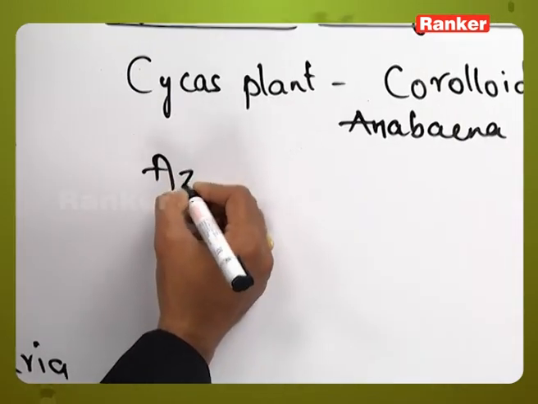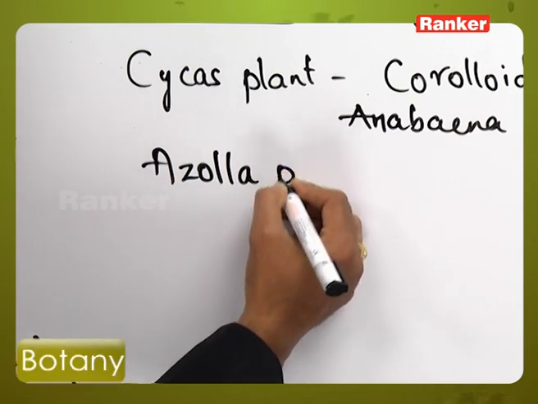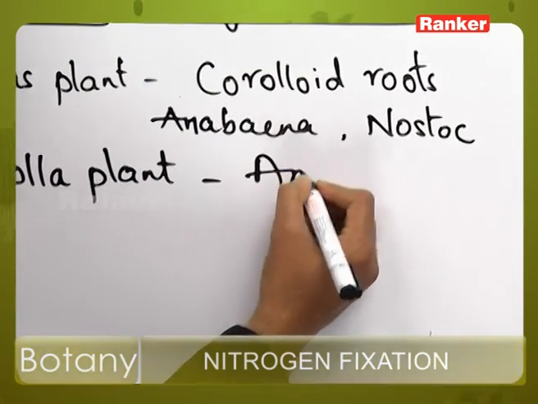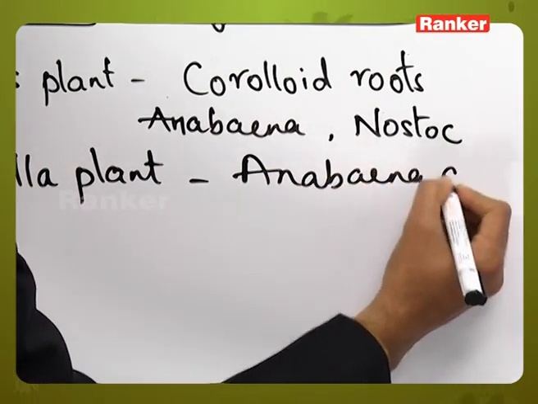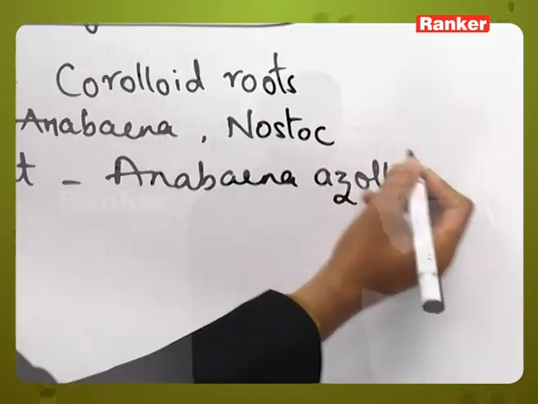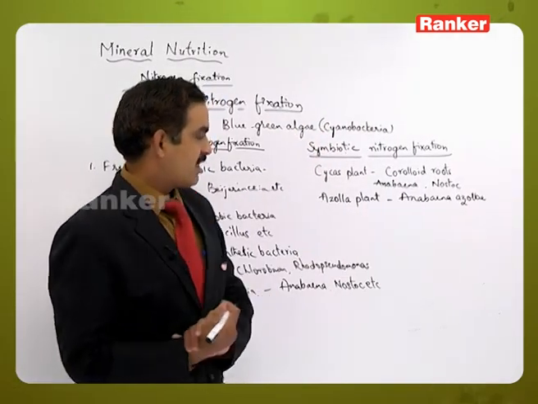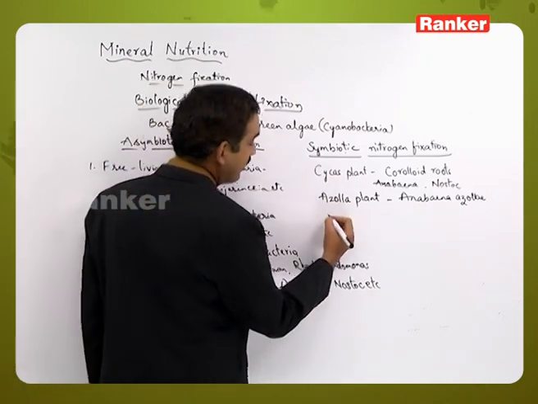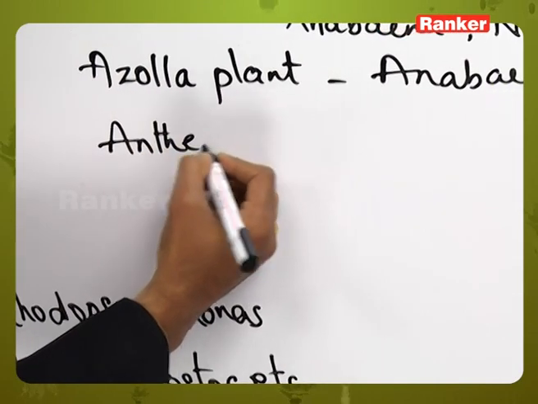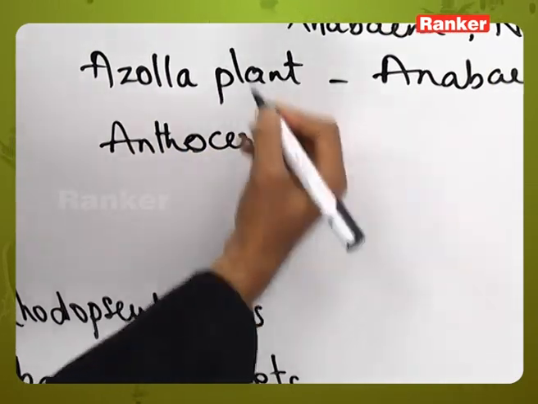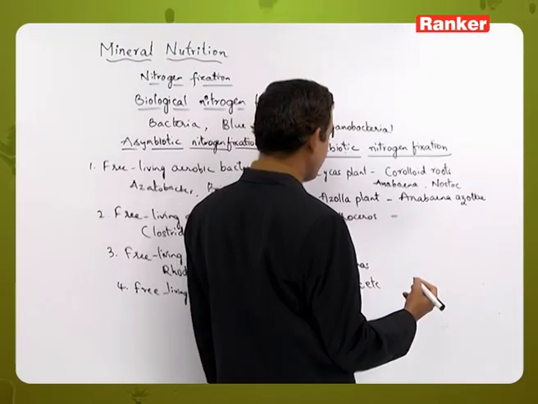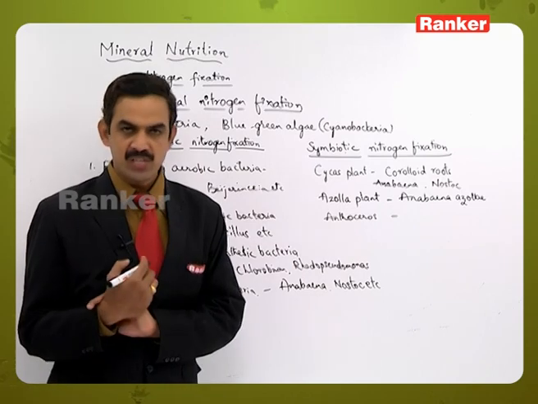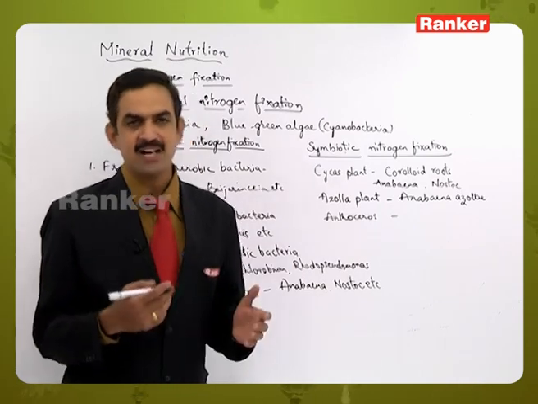Then if you take the leaf of the Azolla plant, so Azolla is a pteridophyte plant or fern plant. Here Anabaena azollae is a cyanobacteria which is associated with the leaves of Azolla plant, which will help in nitrogen fixation. And if you take the example of Anthoceros, which is a bryophyte, so here also some species like Nostoc are involved in the symbiotic association. Likewise, if you take the examples, there are many such types.